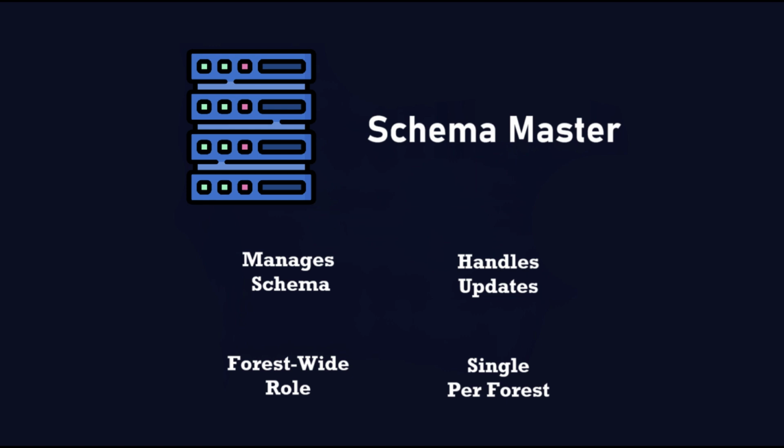Only the schema master has the authority to modify the Active Directory schema. Other domain controllers within the forest cannot make direct changes to the schema. They can only replicate the changes made by the schema master. This ensures that schema modifications are made in a controlled manner and prevents inconsistencies.